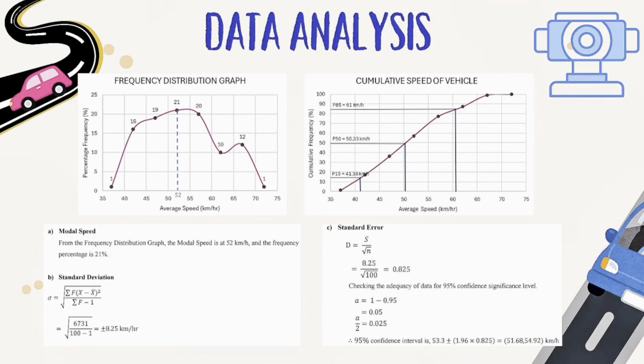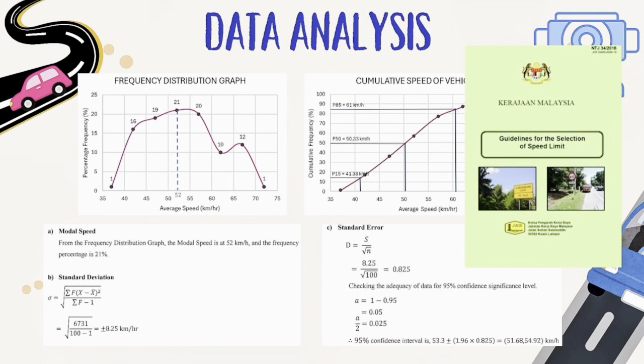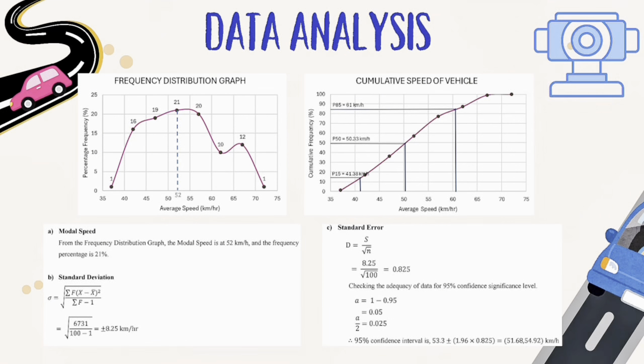According to the Malaysian JKR standard through the NTJ 34 2016 guideline, the 85 percentile speed is the primary benchmark used by engineers to establish a safe and realistic speed limit for any given road.